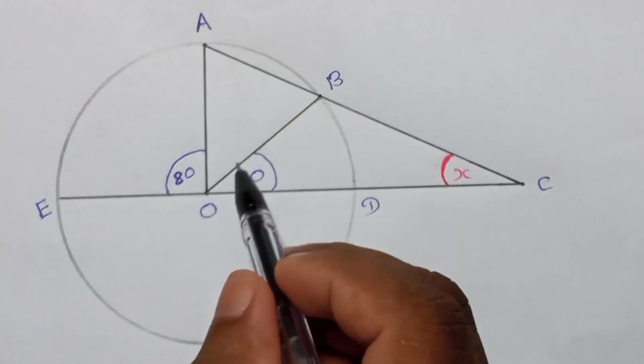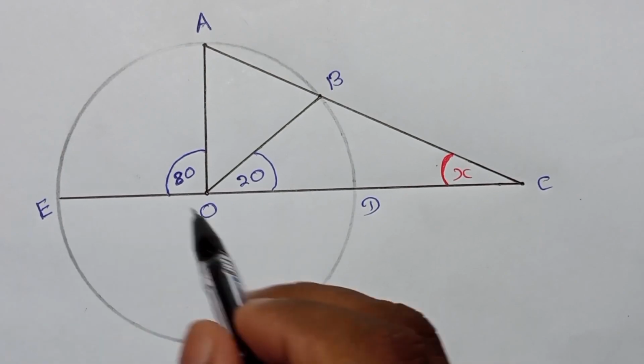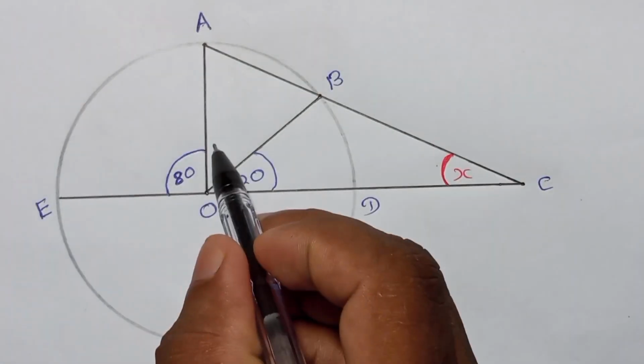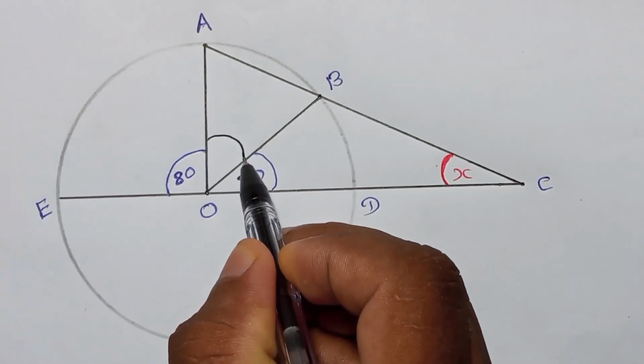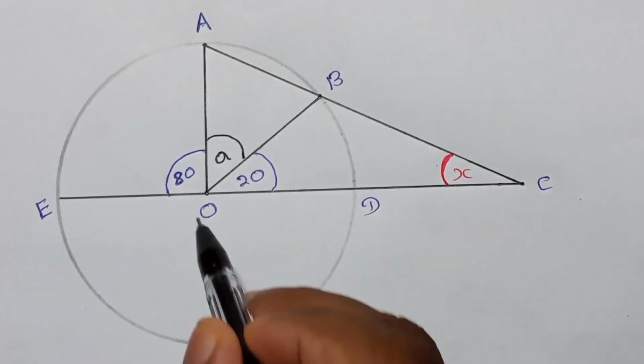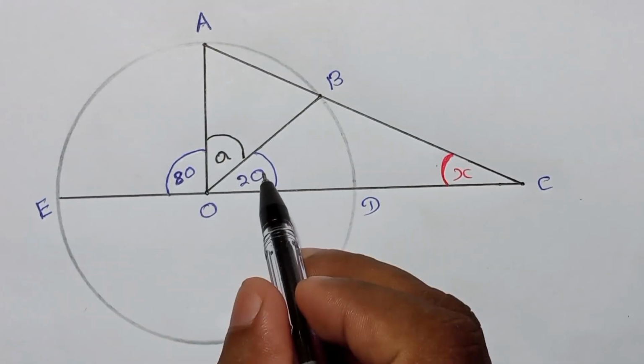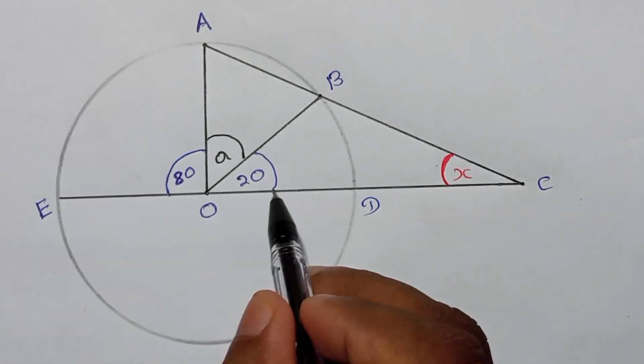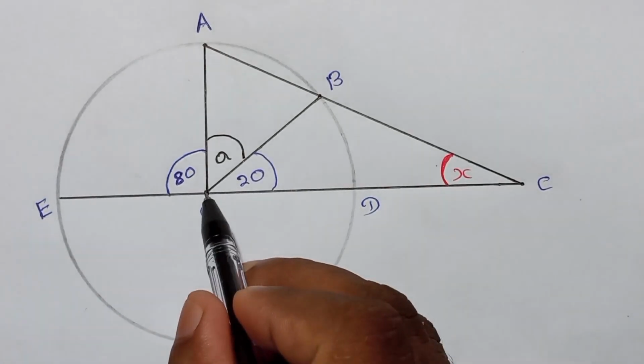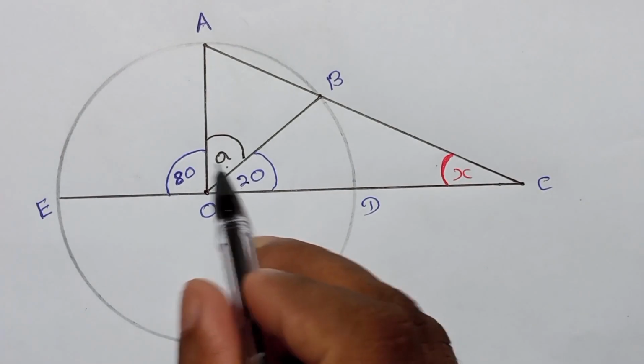Now I can find this because they tell us EOC is a straight line. So for example, if I call this A, now I can write 80 plus A plus 20 should be 180, right? Because angles on a straight line. This is a straight line.